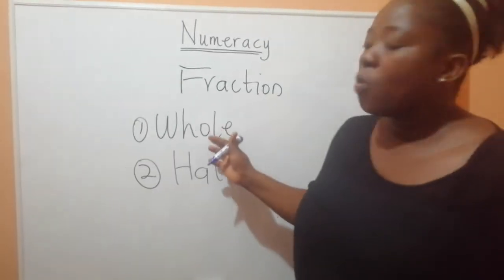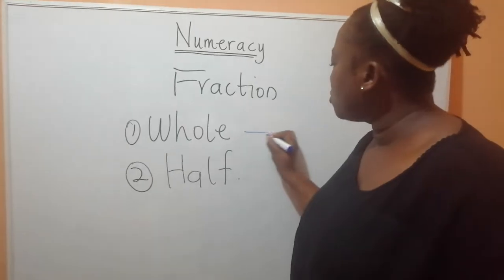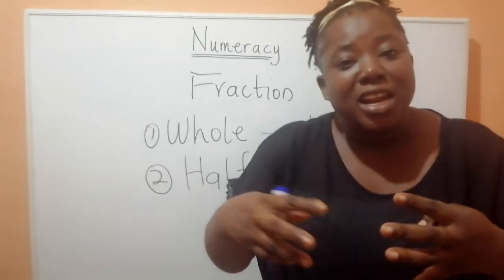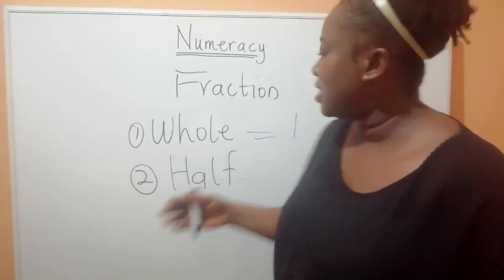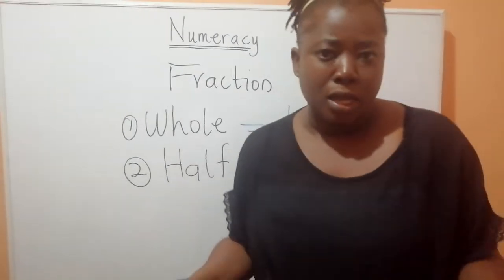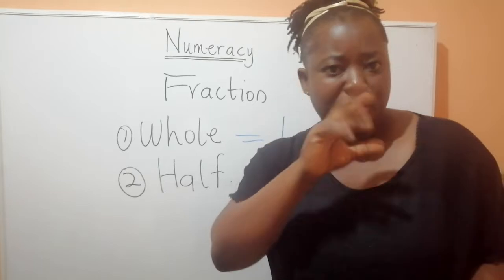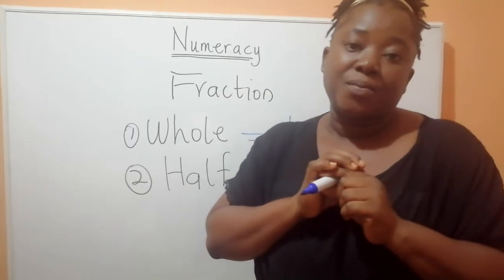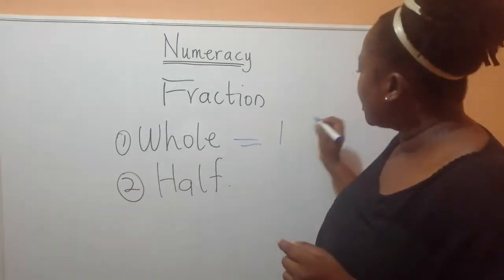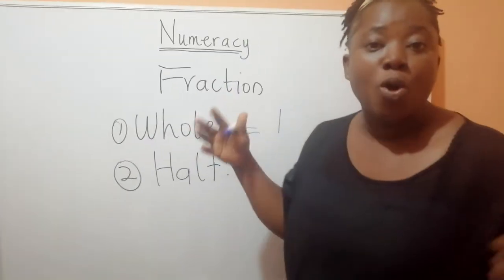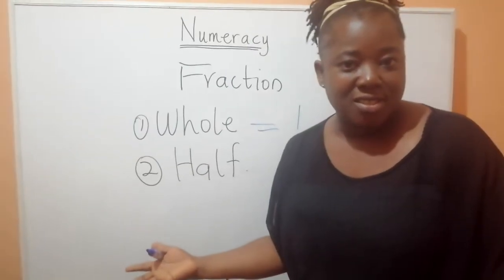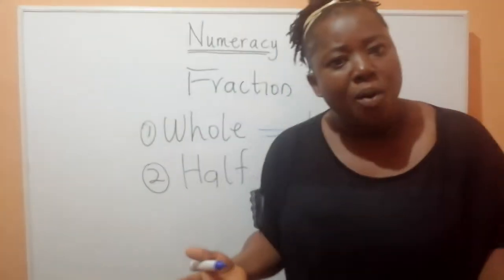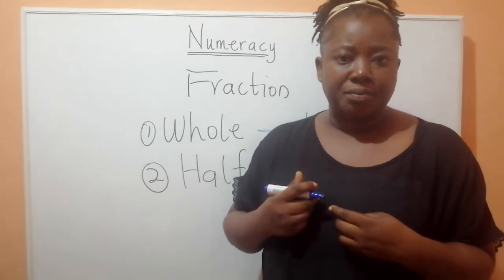Now, when we have a whole, we always represent it with the number 1. But depending on the number of items you have, you can say 1 whole orange. What about 5 oranges and it has not been cut? Then we are going to write 5 whole oranges. Alright? Now, when we come to half, how are you going to represent it?